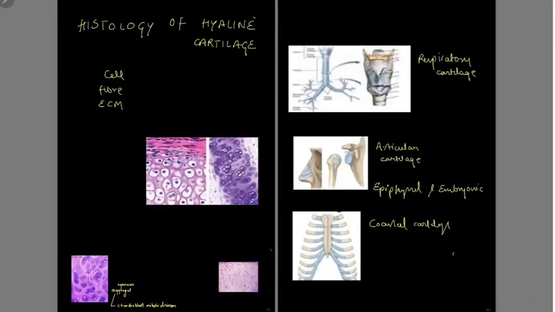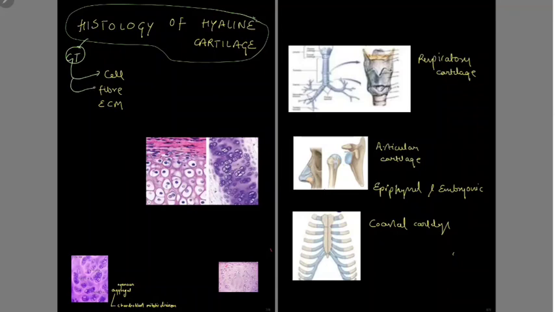So this video tells you about the histology of hyaline cartilage. Now hyaline cartilage is a connective tissue, and like every other connective tissue, it is going to have cells and fibers, and these fibers are present in extracellular matrix. In this video we will see where these structures are located in a histology image.